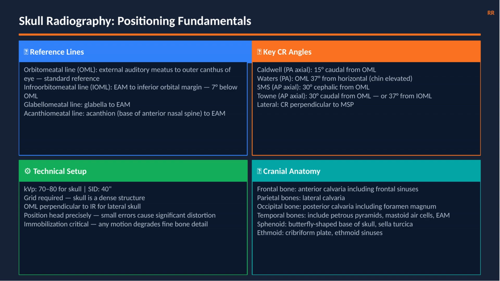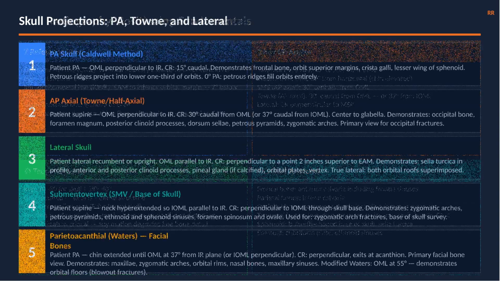Key CR angles. Caldwell PA, 15 degrees caudal from the OML. Waters, OML at 37 degrees from the IR plane. Towne AP, 30 degrees caudal from OML. Lateral, perpendicular to the MSP. Submentovertex, IOML parallel to IR. Technical setup, kVp 70 to 80 for all skull views. SID, 40 inches. Grid required. Small positioning errors cause significant geometric distortion. Precision is essential.